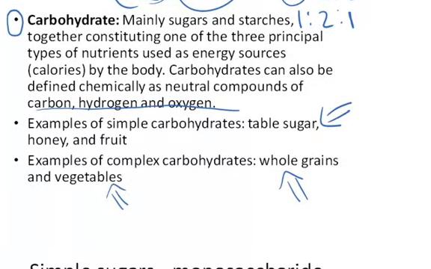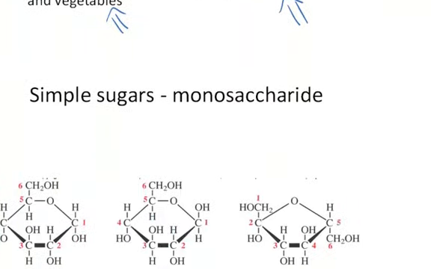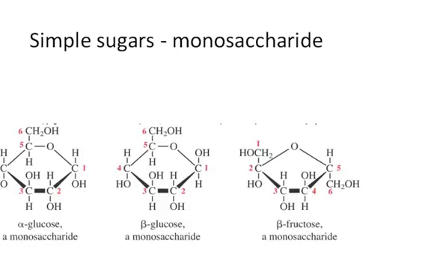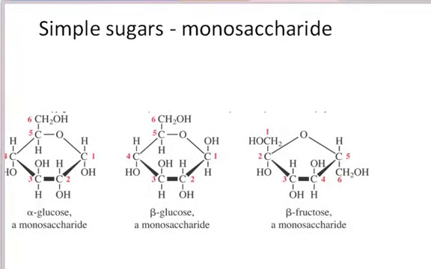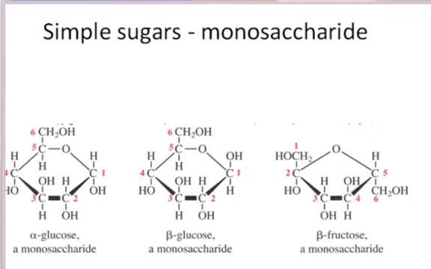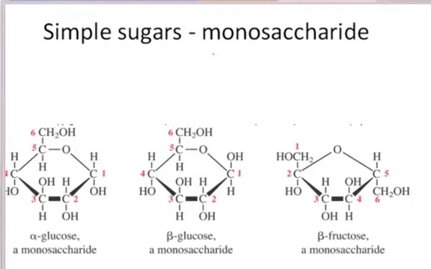Okay, so let's look chemically further at what these simple versus complex carbohydrates are. Simple sugars, or sometimes called simple carbohydrates, are also called monosaccharides. Mono because they have one, what we consider sugar unit.